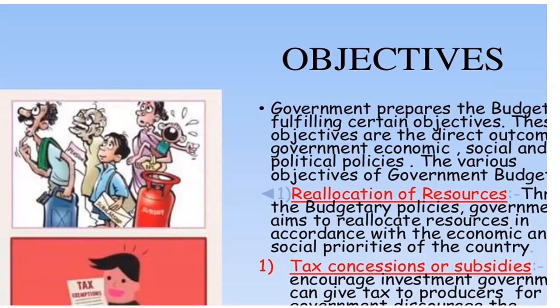There are some objectives that we are discussing here. It is a very important question: what are the objectives of the budget? First of all, reallocation of the resources. Through the budgetary policy, the government aims to reallocate the resources in accordance with the economy, meaning those used for profit maximization and the social priorities of the country, for public welfare. How can the government influence allocation of the resources? Through tax concessions or subsidies, or directly producing goods and services.